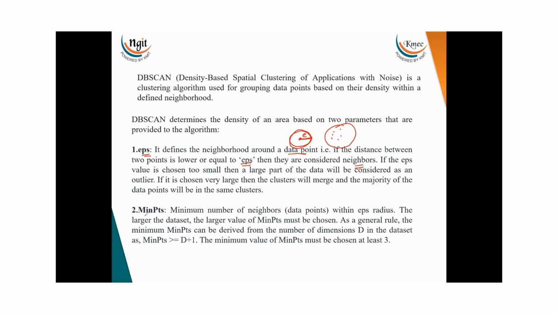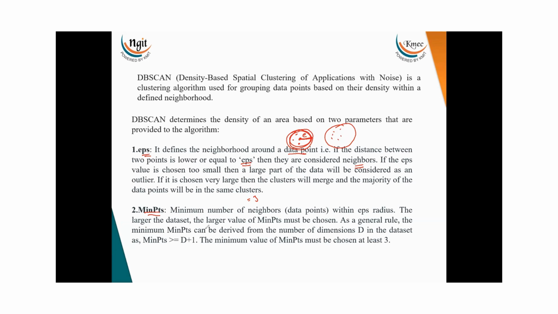The other parameter we consider is the minimum points. Minimum points is how many neighbors must be present within this epsilon radius. Suppose you are taking minimum points as 3, then there should be at least 3 data points within this radius, in the cluster which is formed using this epsilon radius.